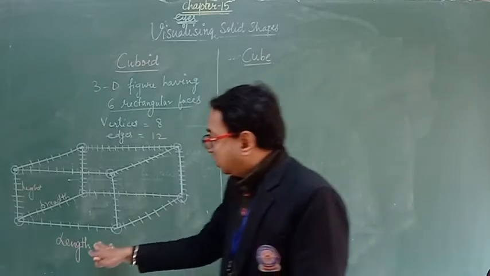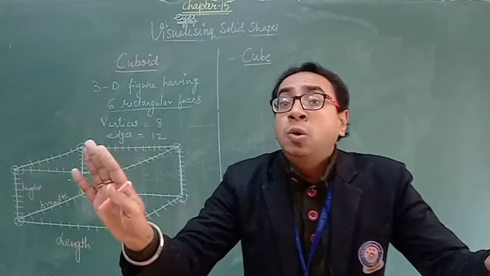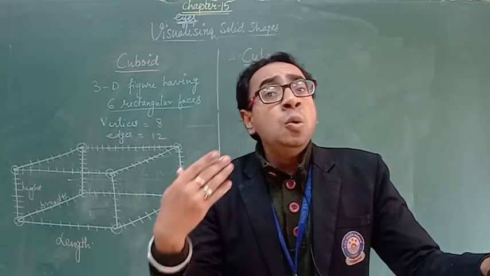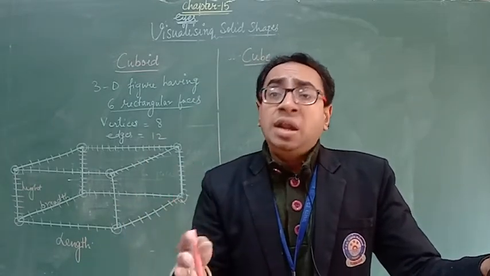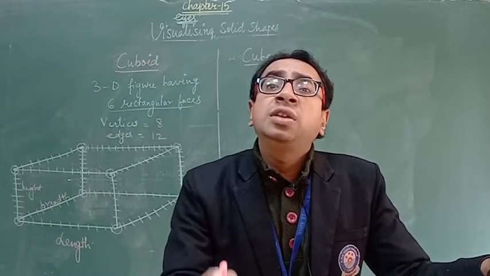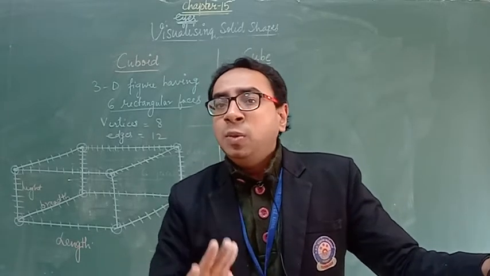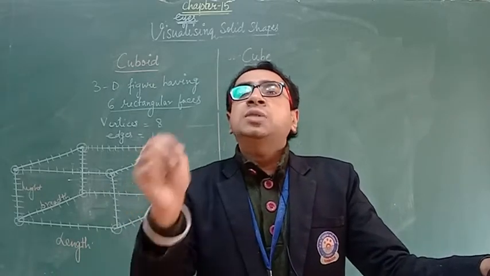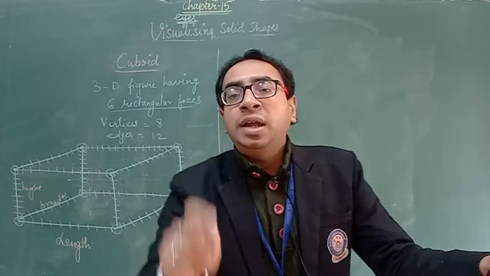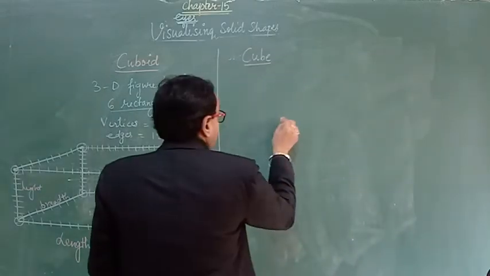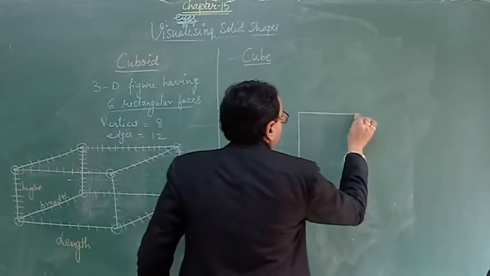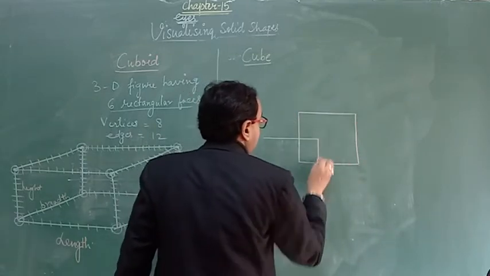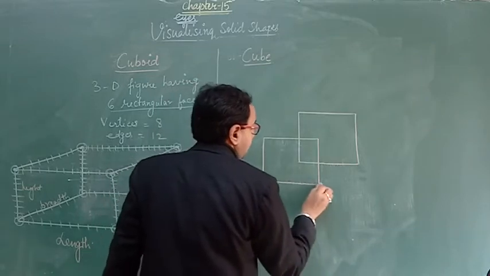If I make this length, breadth, and height equal, what is a square? If I'm saying a cube has square faces, how will you get the square? What is a square? A special type of rectangle whose length is equal to breadth. Simple. Length and breadth are equal. So if we want to convert a cuboid into a cube, what do we have to do? Just make length, breadth, and height equal and you'll get a cube. That's what we are going to do. So if I have to draw a cube, I'll make length and breadth equal and then I'll draw and I'll get a cube.